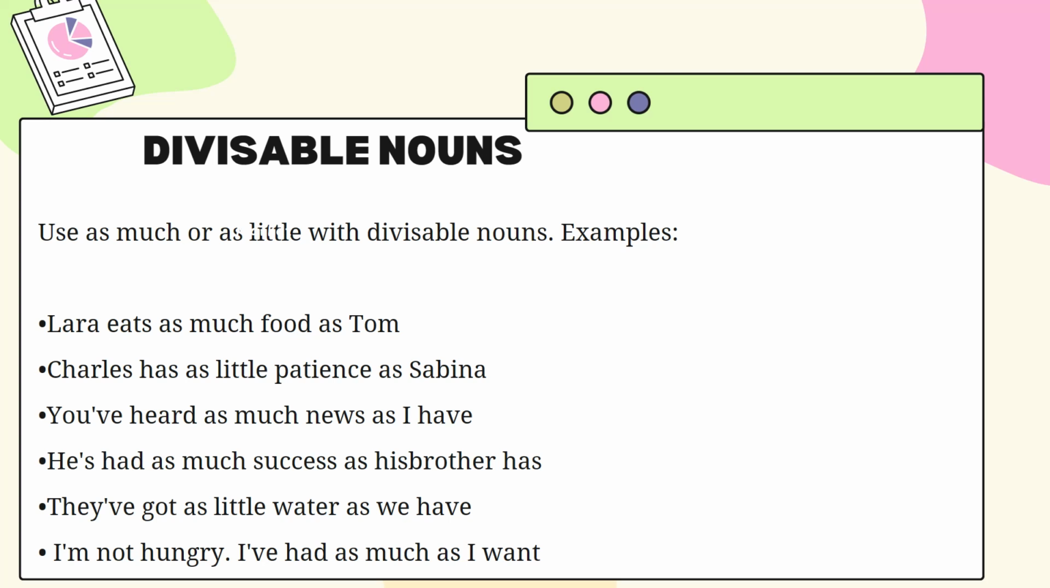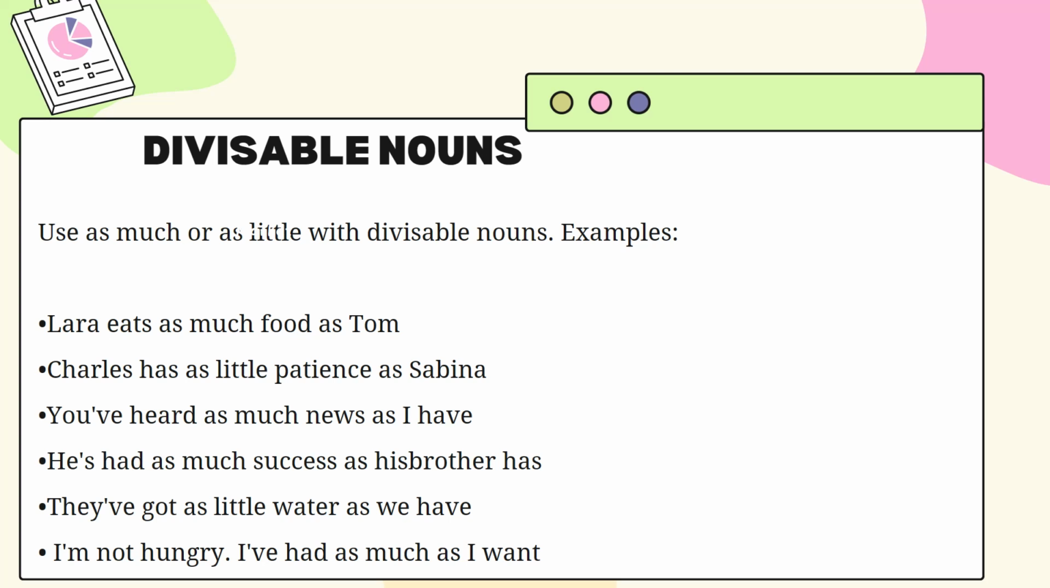Now, with divisible nouns, use as much or as little. Note that the noun can be excluded if implied by the context, as in the last example below. So, some examples about divisible nouns.